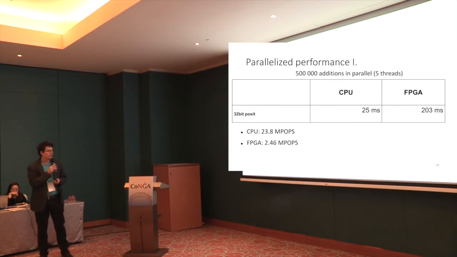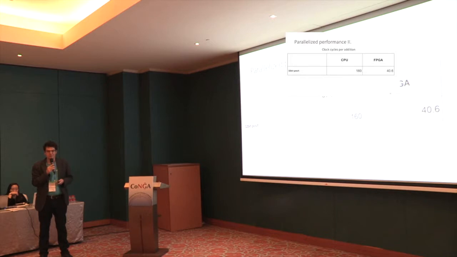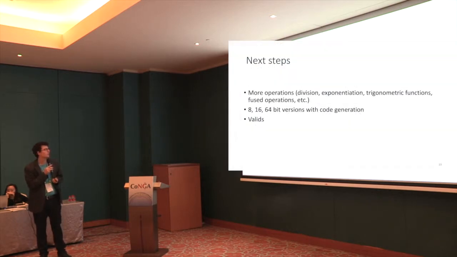And when parallelized, with the CPU we could reach about 23.8 million Posit operations per second. The FPGA, almost 2.5 million Posit operations per second. Of course, with parallelization, the clock cycle efficiency of both devices has increased. But while the FPGA has increased linearly, so it became exactly 5 times more efficient per clock cycle, the CPU got only somewhat more efficient. So now the FPGA implementation is almost 4 times more efficient per clock cycle than the CPU implementation.